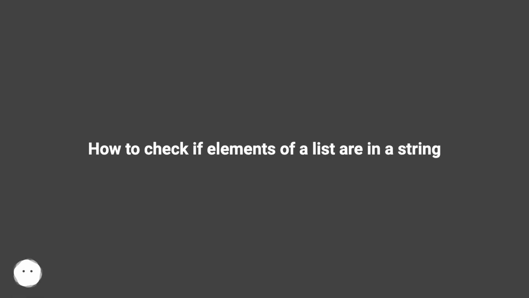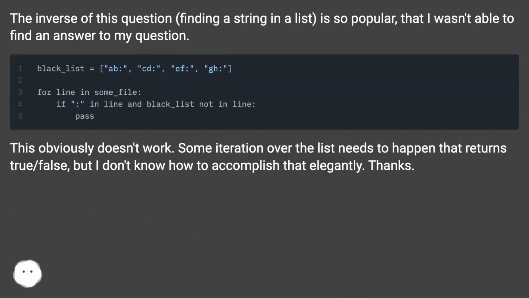How to check if elements of a list are in a string. The inverse of this question, finding a string in a list, is so popular that I wasn't able to find an answer to my question. This obviously doesn't work. Some iteration over the list needs to happen that returns true/false, but I don't know how to accomplish that elegantly. Thanks.